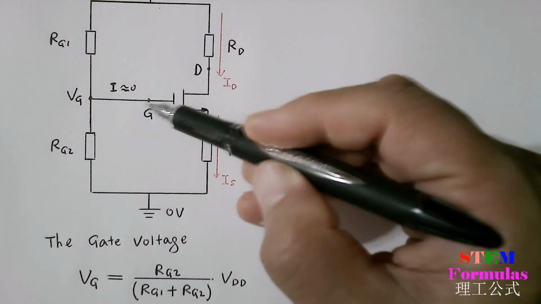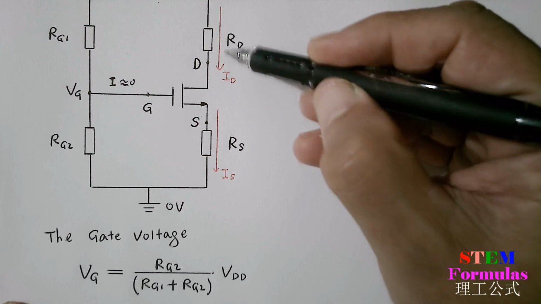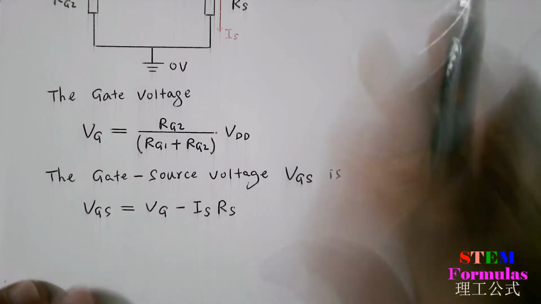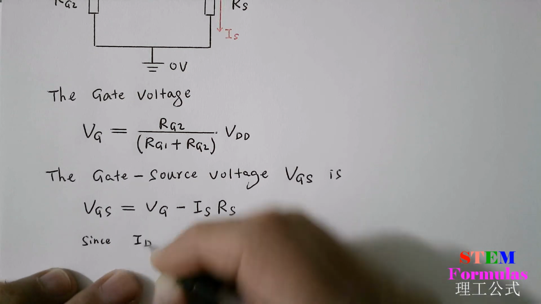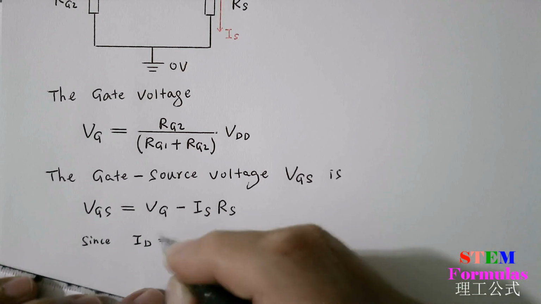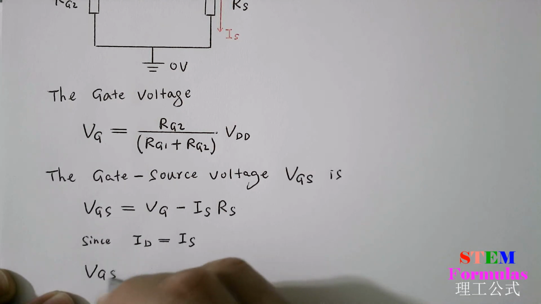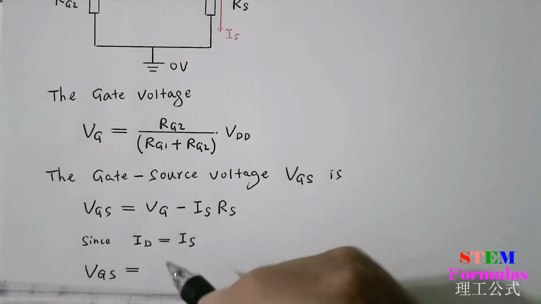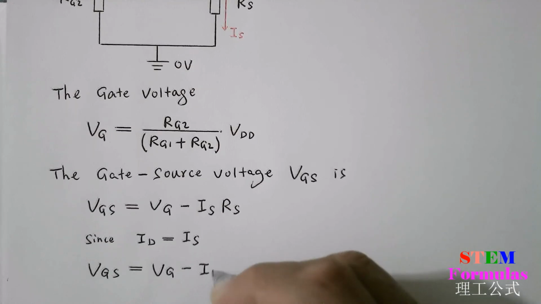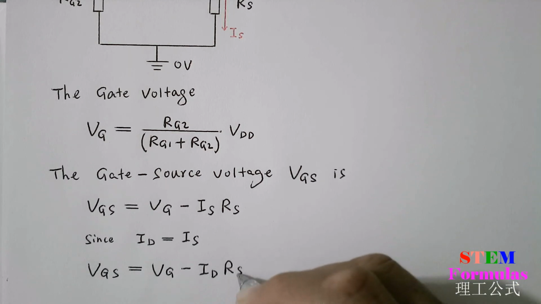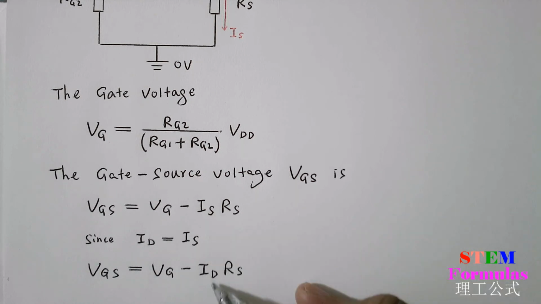Now, since the current flowing into the gate is 0, therefore ID equals IS. So since ID equals IS, therefore VGS equals VG minus ID times RS. So we just plug in IS equal to ID here, and we get this expression for VGS.